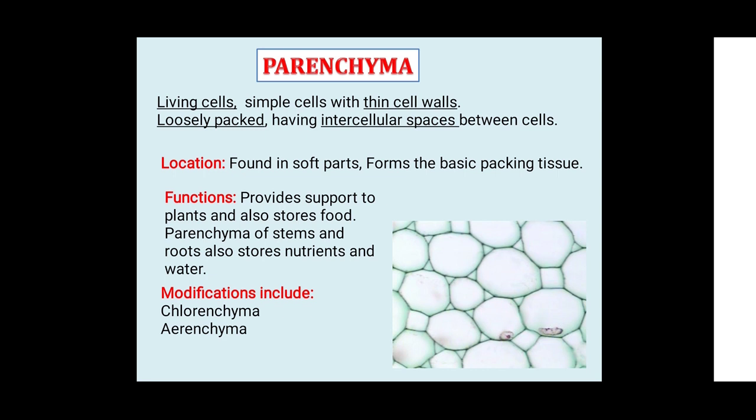And it has got 2 modifications, if you remember: chlorenchyma, where the parenchyma is packed with a lot of chlorophyll and it is involved in photosynthesis. And then there is aerenchyma, in which there are a lot of intercellular spaces filled with air, and that provides buoyancy to the aquatic plants, that is, it helps them to float.